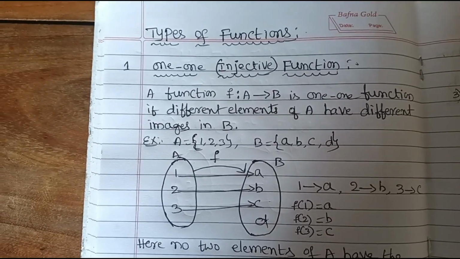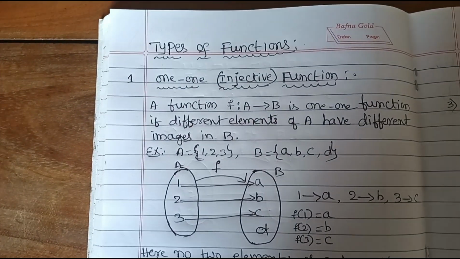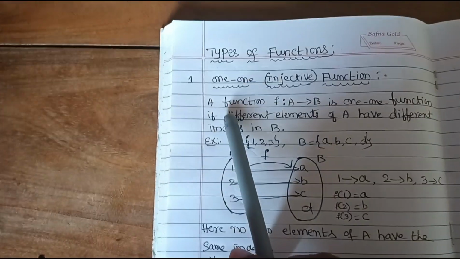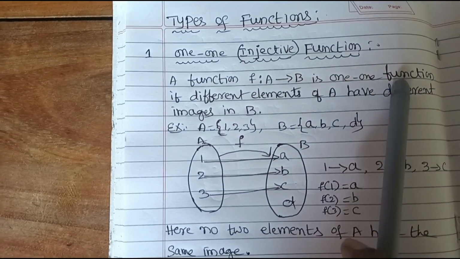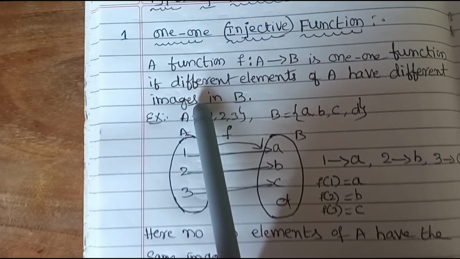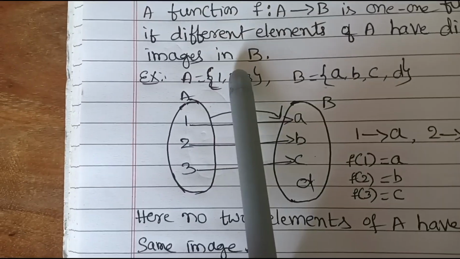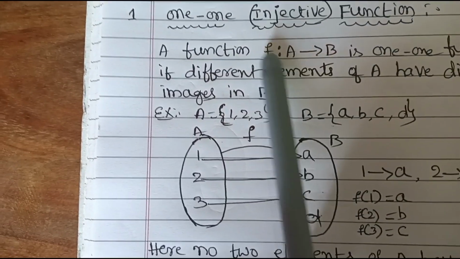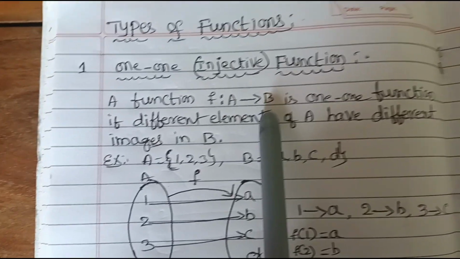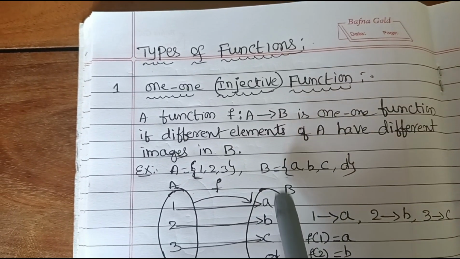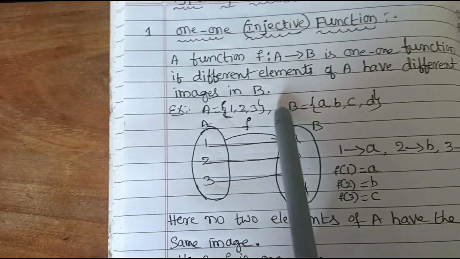Today's class is on types of functions. One-one function or injective function. A function f from A to B is one-one if different elements of set A have different images in set B. Here the set A is called the domain, and set B is called the codomain. So the meaning of one-one function is that different elements of set A have different images in set B.